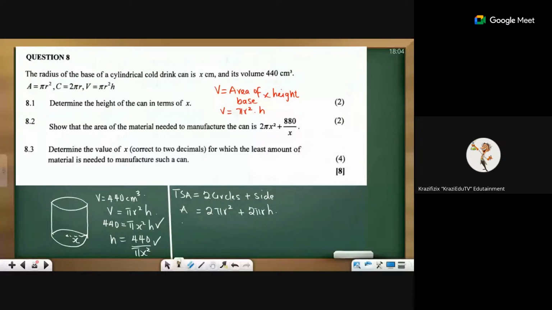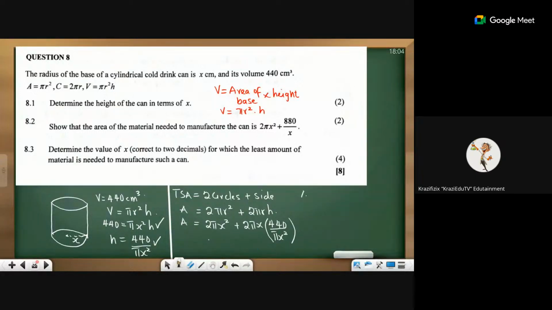Area. Okay, let's see quickly. 2 pi x squared plus 2 pi x times h. What is the height? Do you notice there's no h in the formula? So you come in and throw in your 440 over pi x squared. What are you going to have? 2 pi x squared. What is 2 times 440? That will be 880. Okay, let me do it on the side.